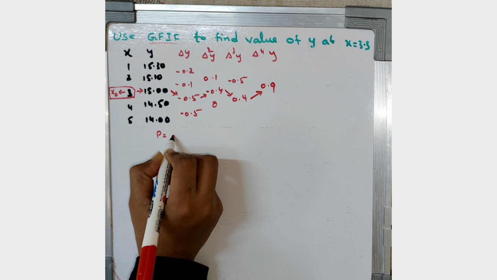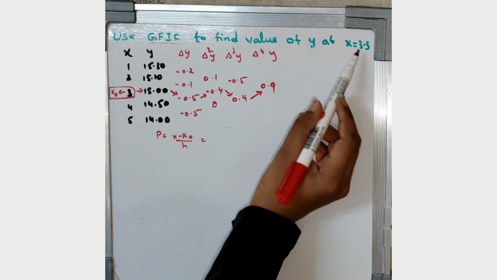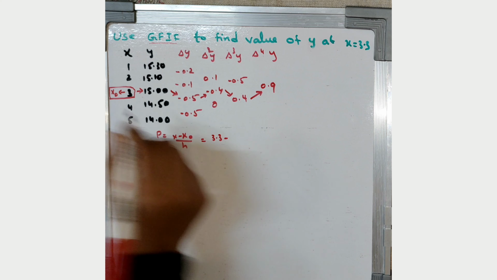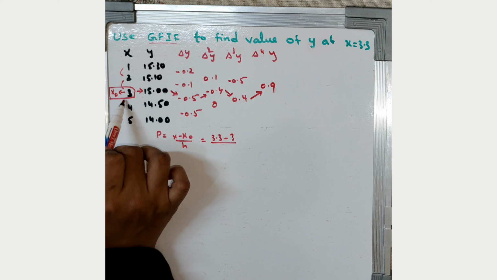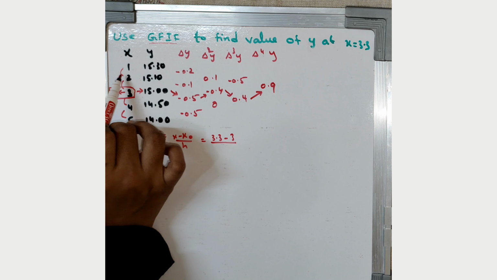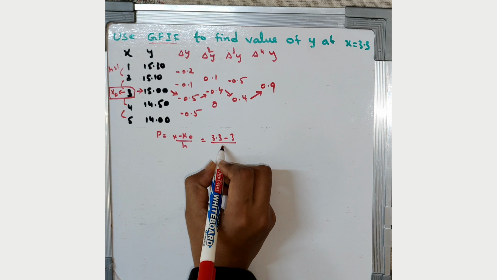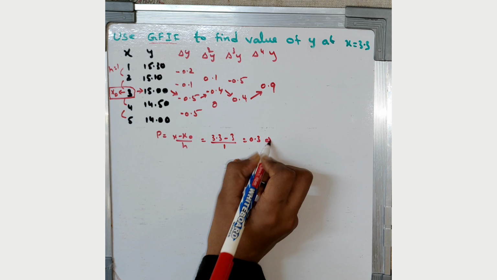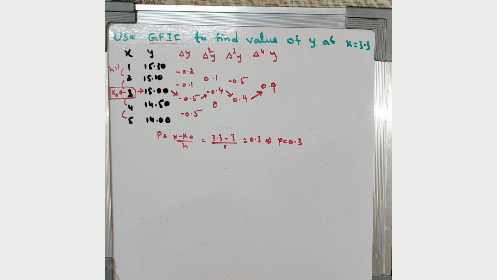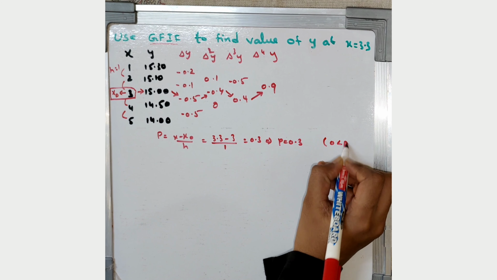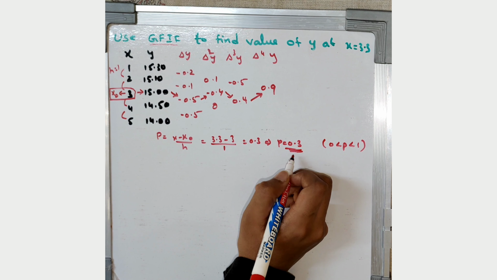Now calculate the p value. P value is (x minus x naught) by h, where x is nothing but 3.3. So 3.3 minus x naught, which is 3, divided by h. H is the difference between all these x values, and they are equally spaced. That is, h equals 1. So p is 0.3. Earlier I told you that the p value should lie between 0 to 1 for the Gauss forward interpolation formula, so it lies between 0 to 1.